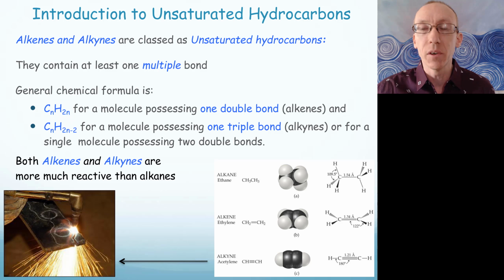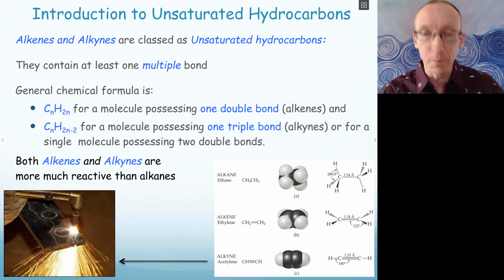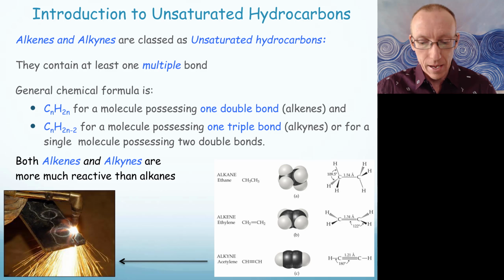If we have more than one double bond, we remove two hydrogens for every extra double bond we put in place. So if we have a triple bond, that's sort of like having two double bonds, two pi bonds. We'll go through that more in a moment. But the molecular formula for an alkyne, which has a triple bond, is CnH2n-2. So for example, acetylene is C2H2.